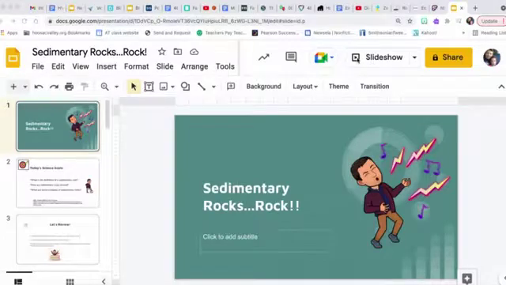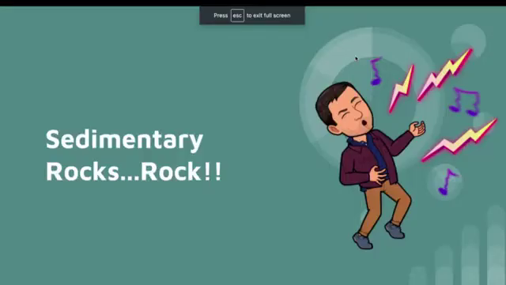Because I'm actually with Mr. Skull's class right now. So what you're seeing right here, I'm actually teaching this in real time, which is not the way that it usually works. So today's lesson is on sedimentary rocks, one of the three different types of rocks that all rocks fall into.